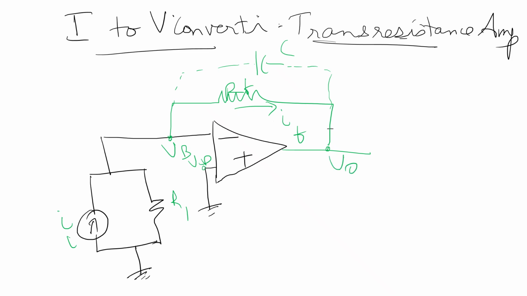The output voltage V naught is equal to minus II into RF. This is the output voltage. Hence, the output voltage is in terms of the input current. The negative terminal is at virtual ground. The current II flows through the feedback resistor. Thus, the output voltage V0 is equal to minus II into RF.